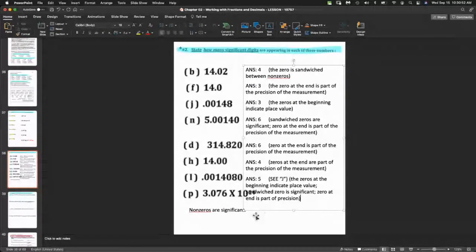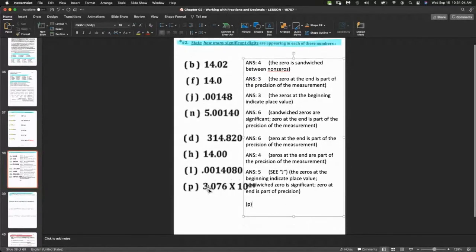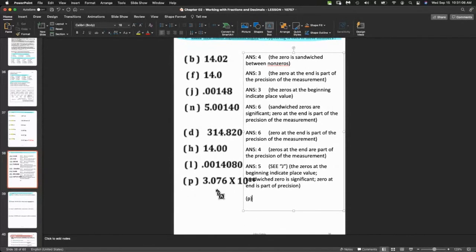Oh, my friends, I ran out of space for L. I'll do P down here because I ran out of space there. No, precision and accuracy are not the same thing. We're going to do that next class. Precision is not the same thing as accuracy.